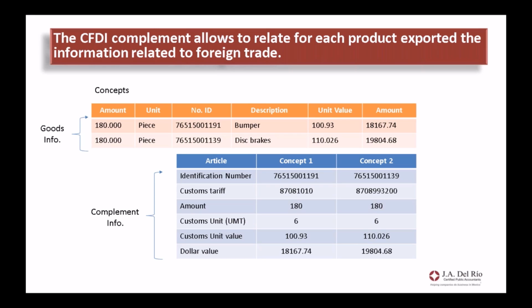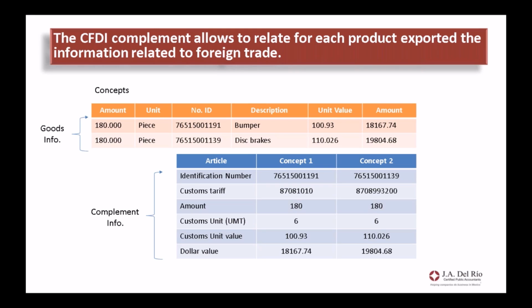For example, the merchandise that you are selling, that's the reason why it says what is the amount that you're selling, what is the unit. Your personal ID or item number of that product, a description of the product, in this case like disc brakes or things like that, your unit value and the total amount. That would be the information that the CFDI will contain.